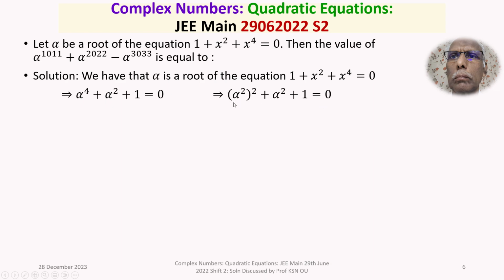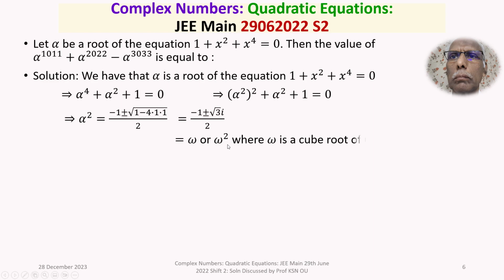So we will find the value of alpha square as alpha square is equal to minus b plus or minus under the square root of b square minus 4ac by 2a. And when you put the values there, you will get minus 1 plus or minus root 3i by 2, which are complex numbers. So alpha square is a complex number. But this is a very familiar complex number to all our plus 2 students. We have studied this as the complex cube root of unity, and these are denoted by omega or omega square, where omega is a complex cube root of unity.